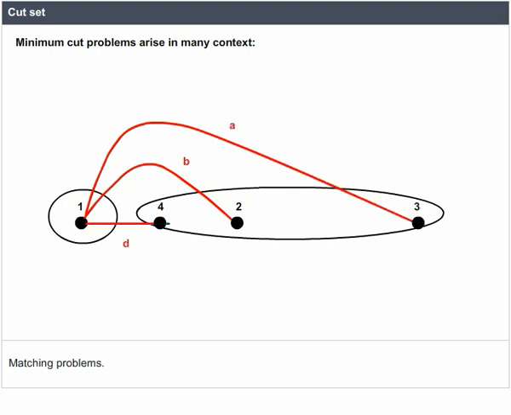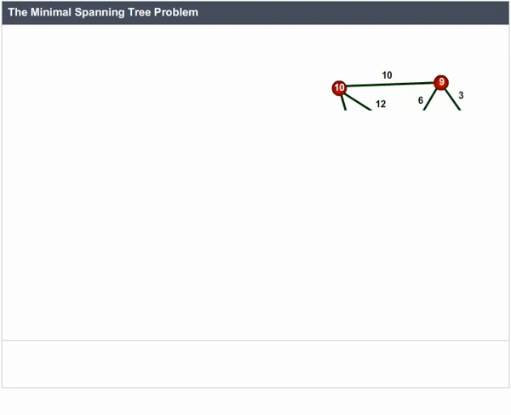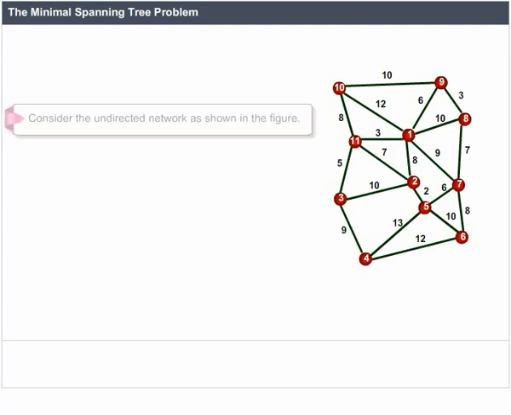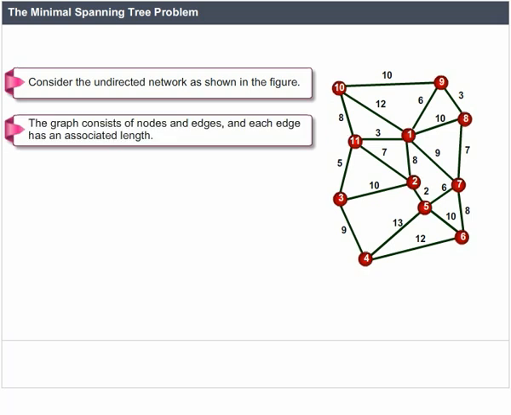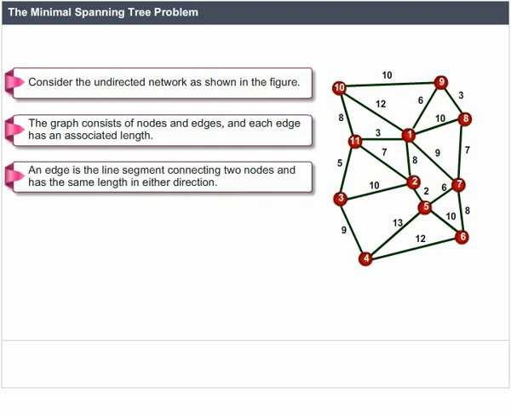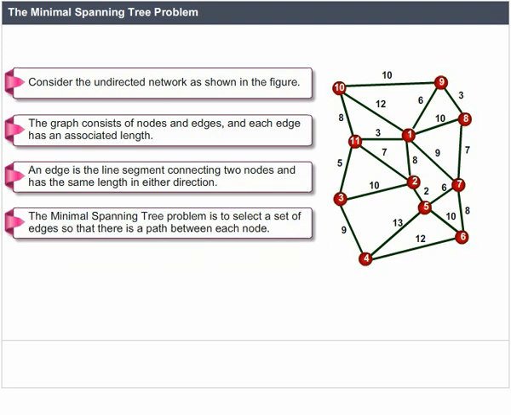The minimal spanning tree problem. Consider the undirected graph as shown in the figure. The graph consists of nodes and edges, and each edge has an associated length. An edge is the line segment connecting two nodes and has the same length in either direction. The minimal spanning tree problem is to select a set of edges so that there is a path between each node. The sum of the edge lengths is to be minimized.